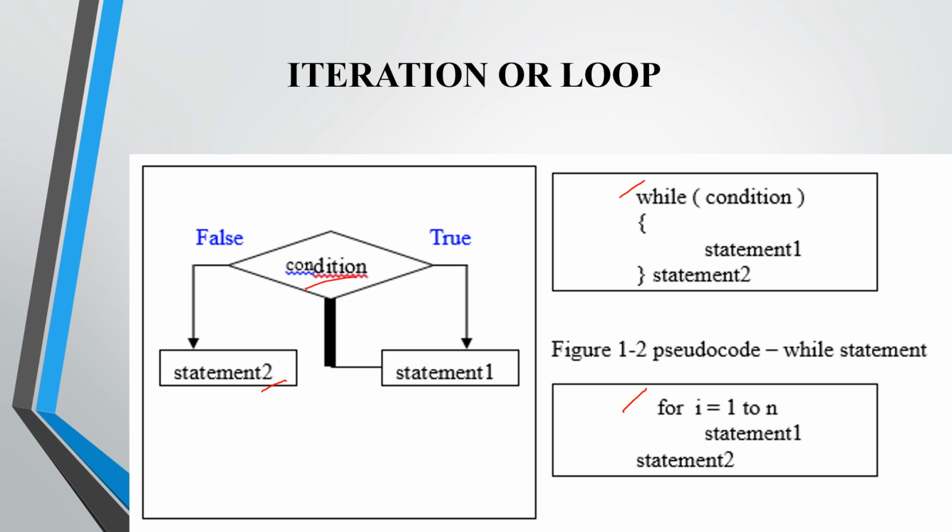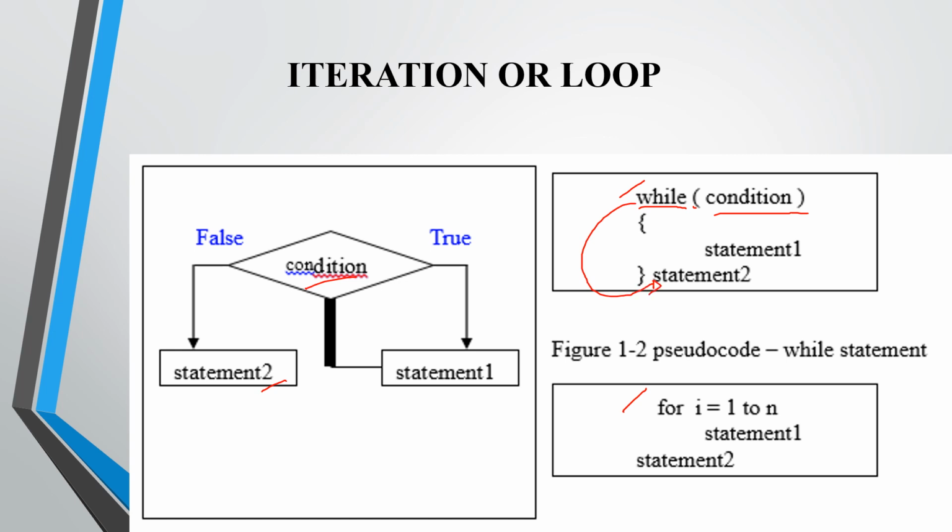In the construct for the while loop, you simply use the reserved word while, and then enclosed in parentheses, you specify the condition. Just like in programming, the difference is there is no need to include a semicolon. So while this condition is true, it will perform statement 1. And when the condition turns false, it will perform statement 2.